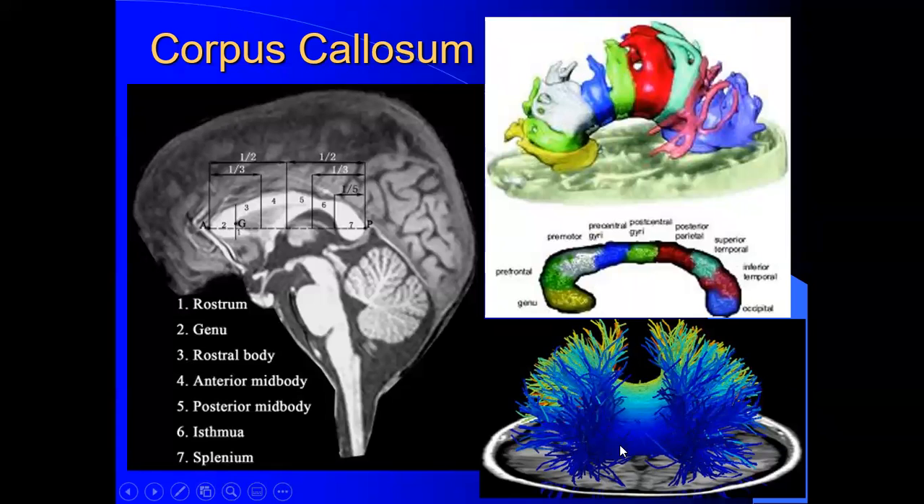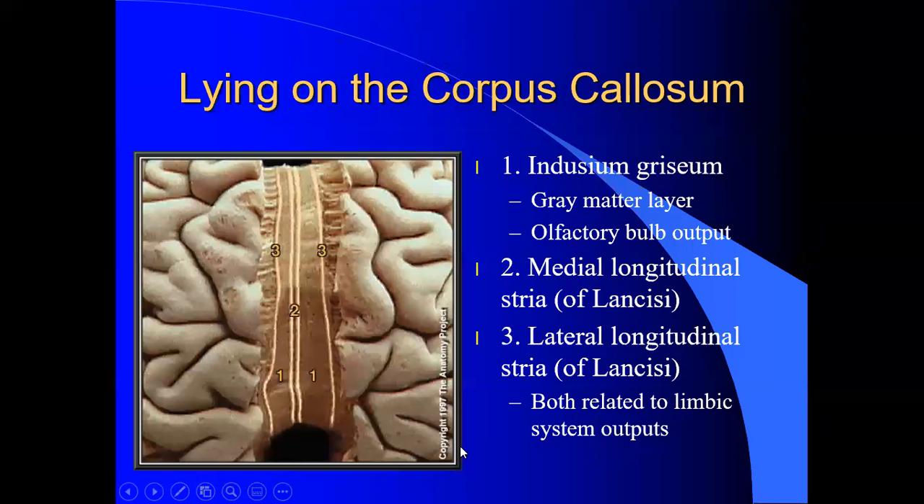You know, I think aplesia when I see this, but anyway, there you are. Pictures. Sitting on top of the corpus callosum are some interesting structures. You have the indusium griseum, which is actually a gray matter layer sitting on top of the corpus callosum. It's very interesting. Olfactory bulb output goes there. It's a gray matter layer. And then you have these two white matter layers, the stria of Lancisi. There's a medial one and a lateral one. Both of these are related to the limbic system output.